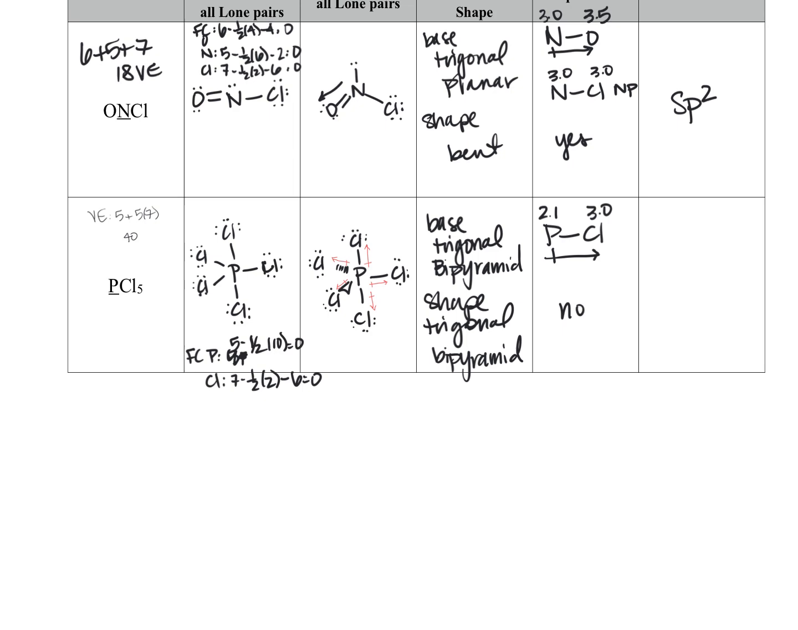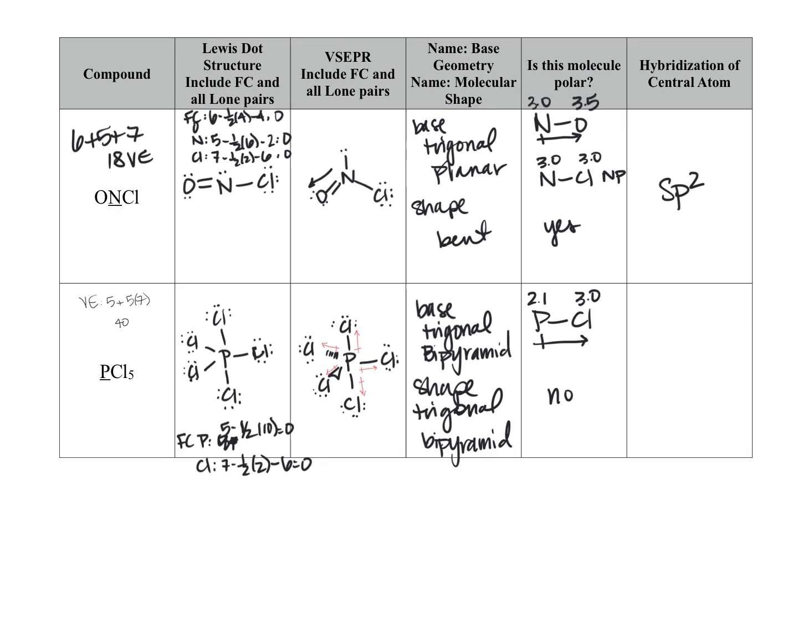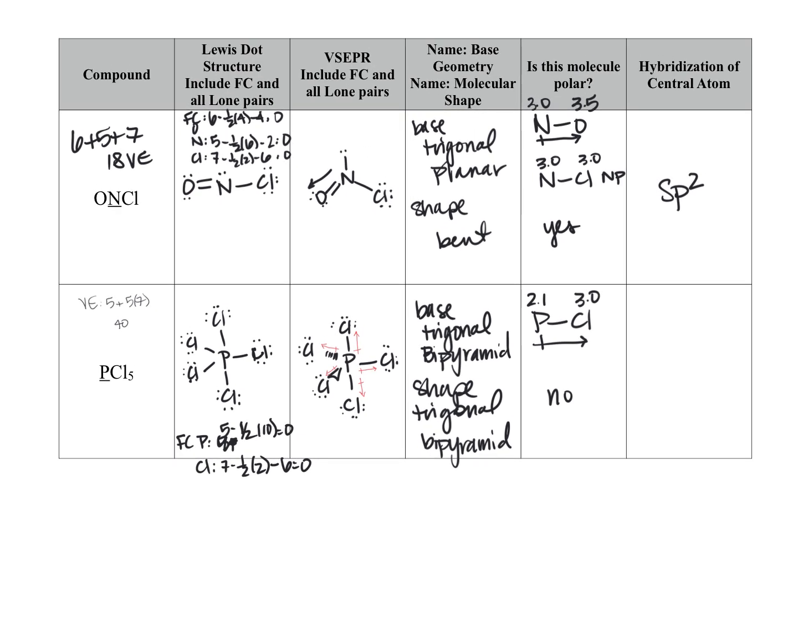And so the last question is about the hybridization, and that is sp3d. So when we look at these, it's important that we go through all of the steps, and don't forget that polarity can only be determined by the arrangement of the bonds.